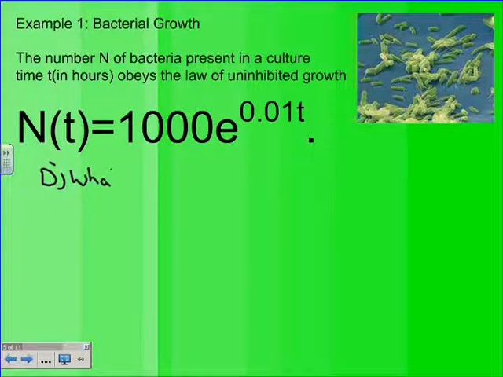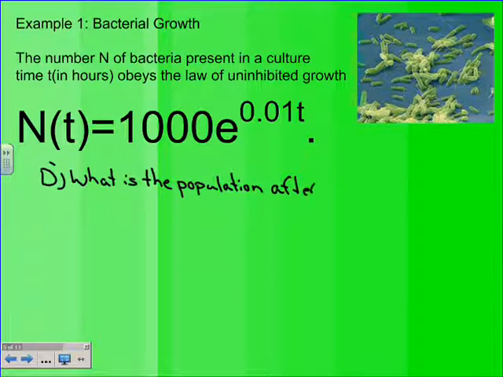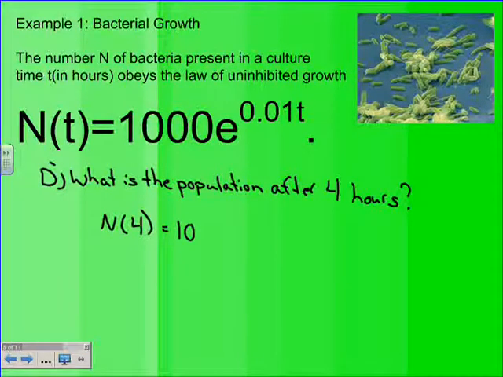What is the population after 4 hours? So how are we going to figure that out? We're just going to plug 4 in for T and just plug it in your calculator. So we're going to figure out what N of 4 is. That's going to equal 1,000 times E to the 0.01 times 4.